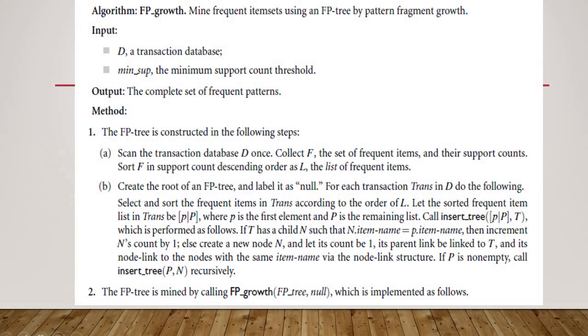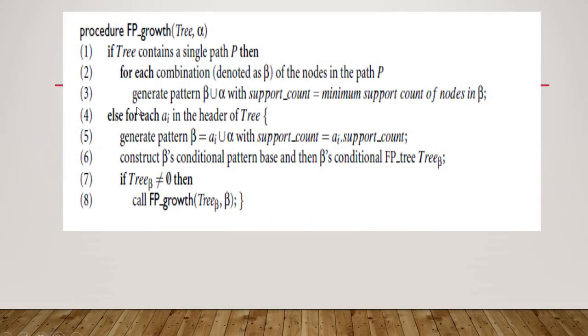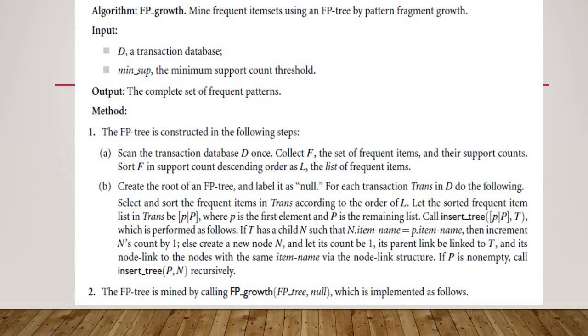So as you can see here, this is the algorithm for FP tree. What is the input to the algorithm? It's nothing but the transactional database in order to construct the FP tree, and you also need a minimum support in order to obtain frequent patterns from the constructed FP tree. The output of the algorithm is the complete set of frequent patterns.